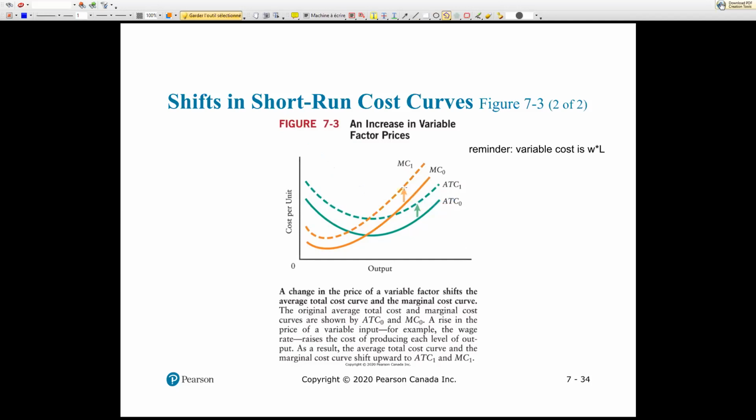But this is very obvious to see. So the marginal cost would just shift upward, and the average total cost would just shift upward by the same amount. All right, so let's go to chapter 8.